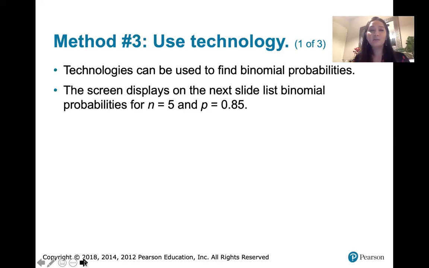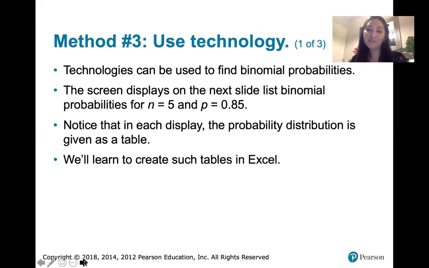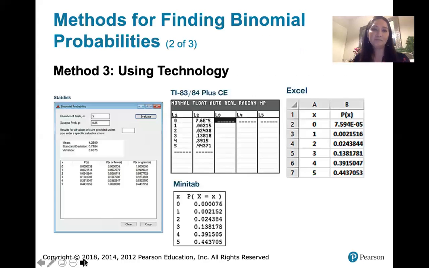They're going to list binomial probabilities for n equals 5 trials and a probability of success of 0.85 in a single trial. I want you to notice as you look at that slide that the probability distribution is given as a table. I'm going to teach you how to make that kind of table in Excel. So notice that we said that n was equal to 5 and the probability of success in one trial was 0.85. And we're looking at this TI-83/84 Plus display.